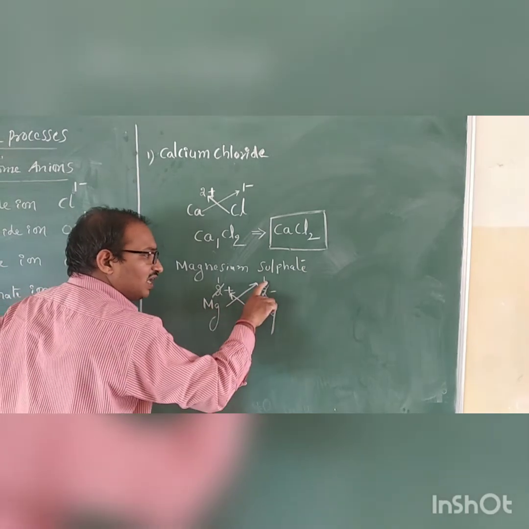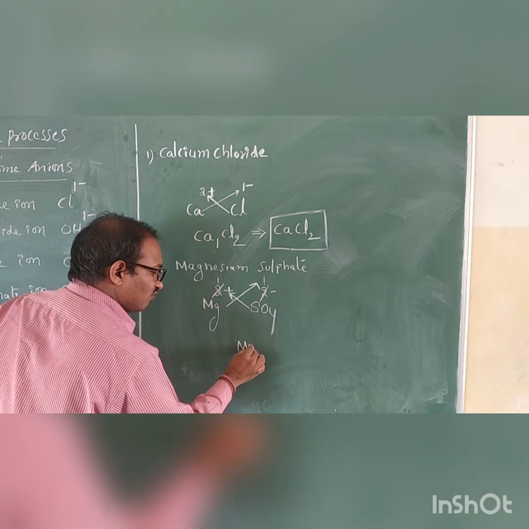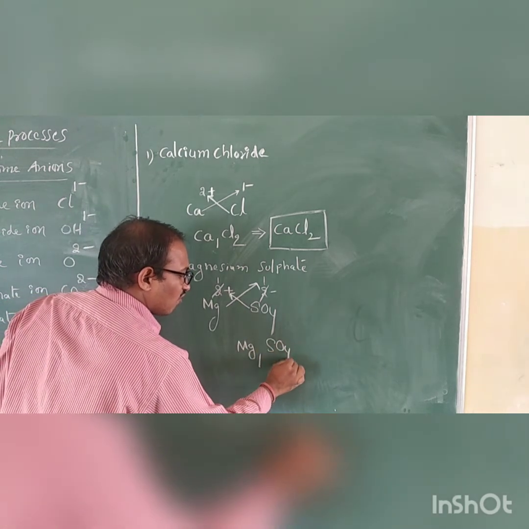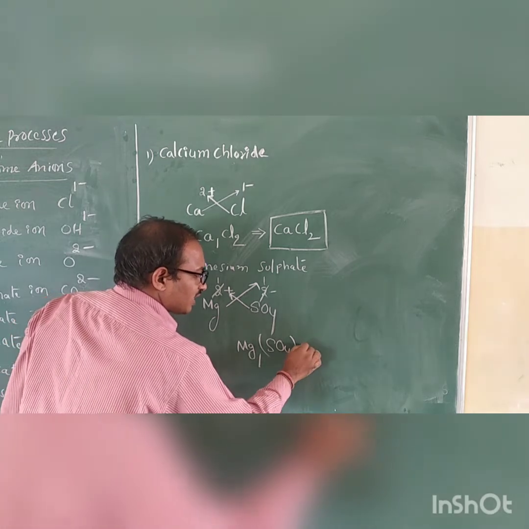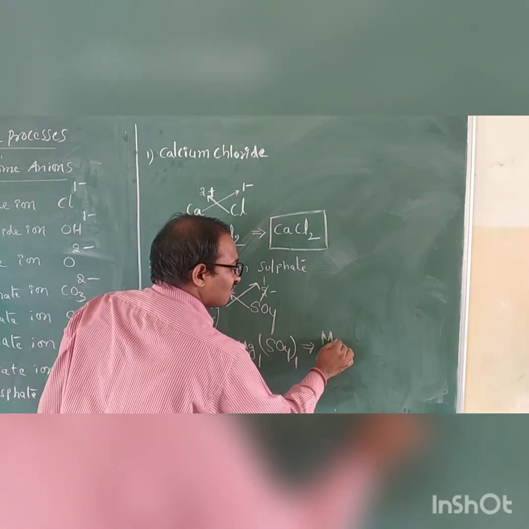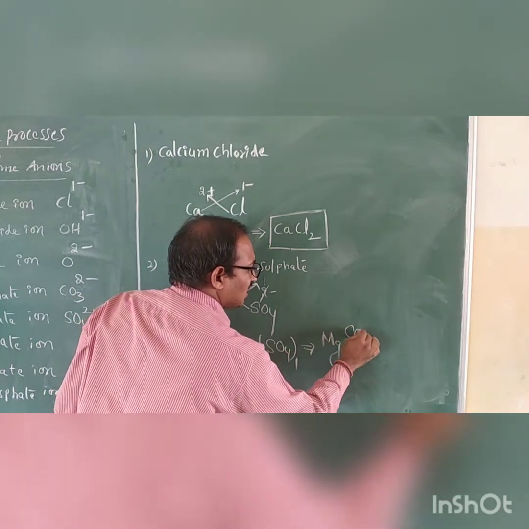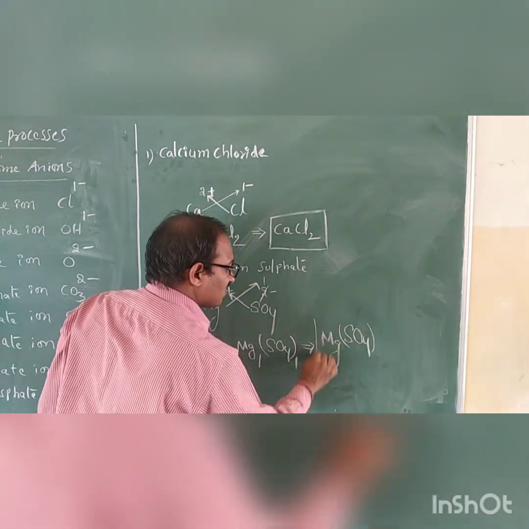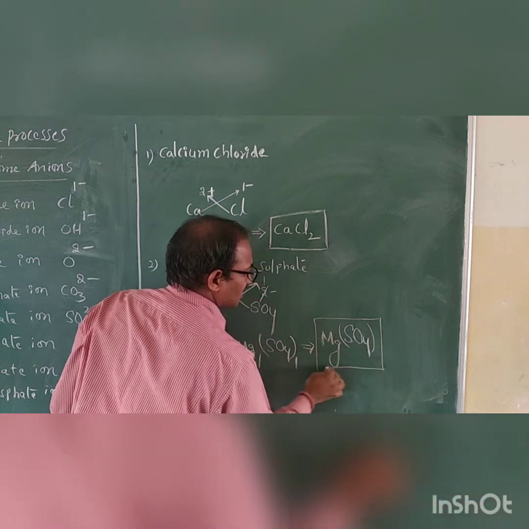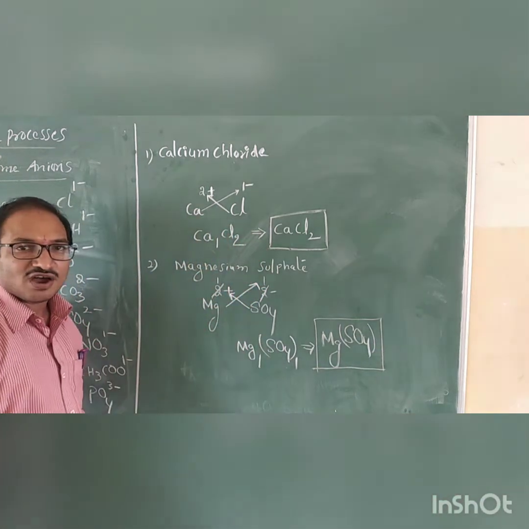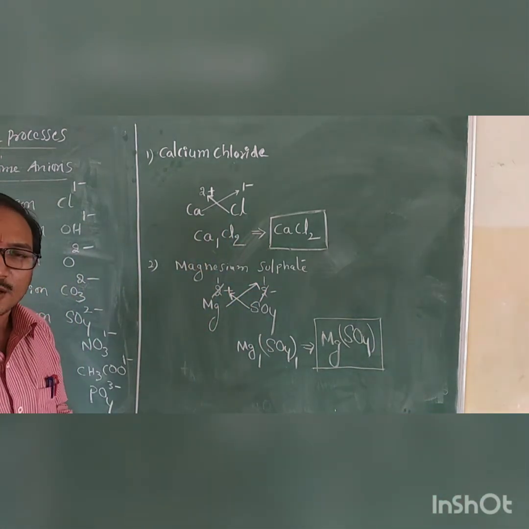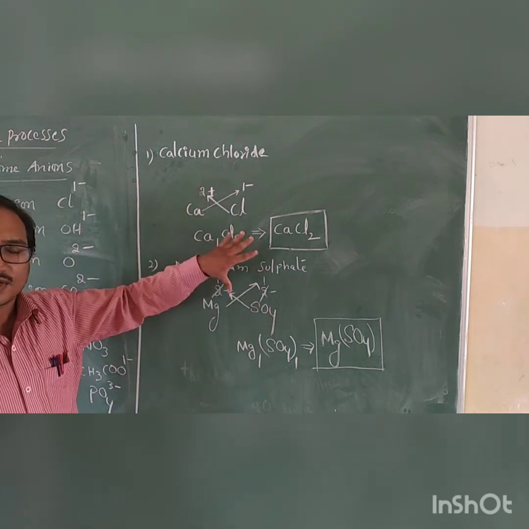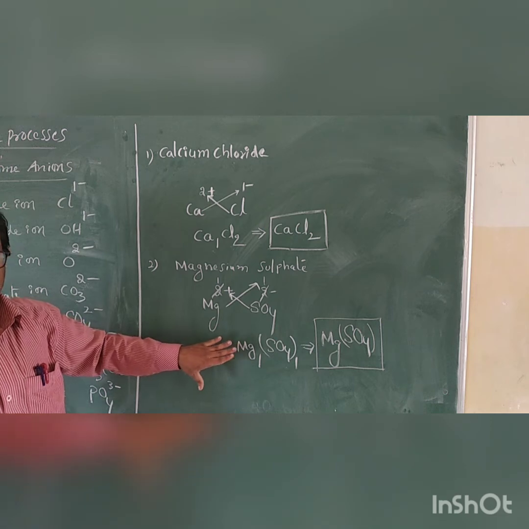So Mg is how many? 1. Mg1. SO4 is how many? 1. SO4 1. 1 no need to write. So the formula of magnesium sulfate is MgSO4. You can write it in the bracket itself. This is the formula of magnesium sulfate. This is the way to write the chemical formula of compounds.